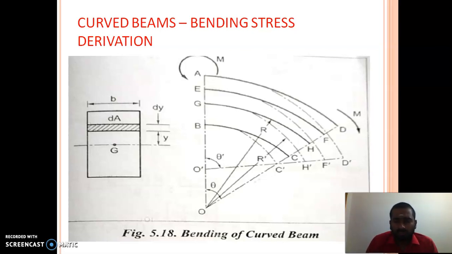We are calculating the strain in the layer EF, and after calculating the strain, we are calculating the stress. Once the stress is calculated, we will calculate the force, and finally we will calculate the moment. Strain, you know what strain is? It is the change in length by the original length. So we will be doing that only. After calculating the strain, how will you calculate stress? Stress is nothing but strain into Young's modulus.